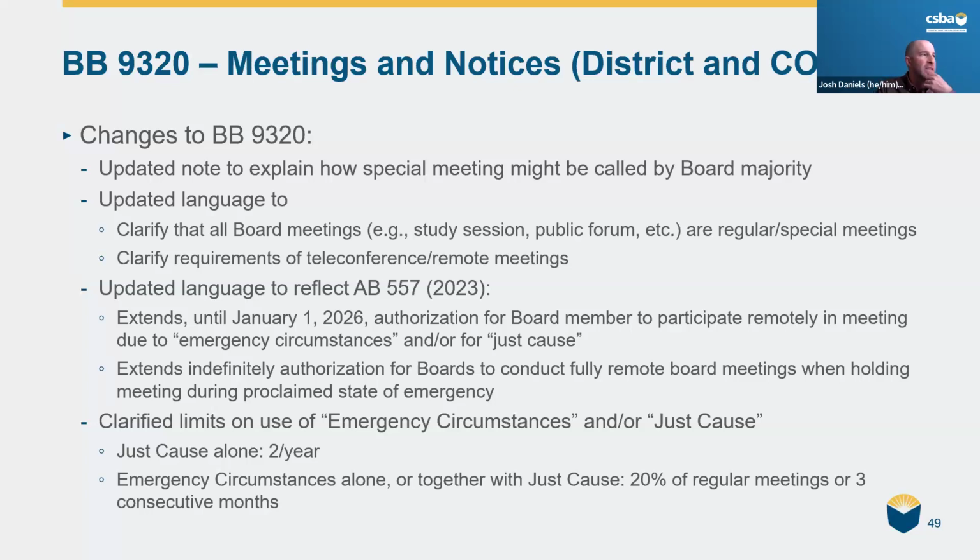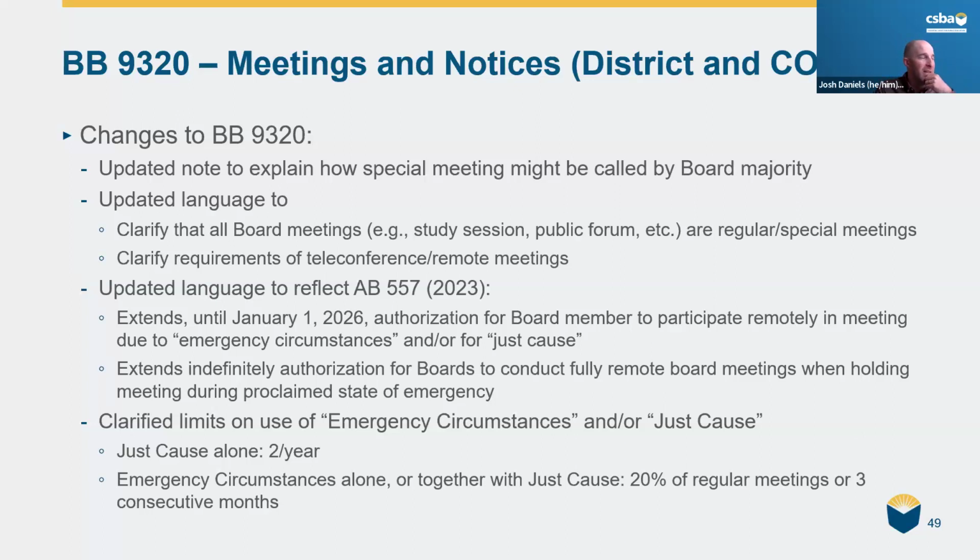There were some clarifications needed in terms of remote meetings that we added. AB 557, which extended the emergency circumstances and just cause bases for remote participation. And then under a proclaimed state of emergency, that authorization is extended indefinitely.